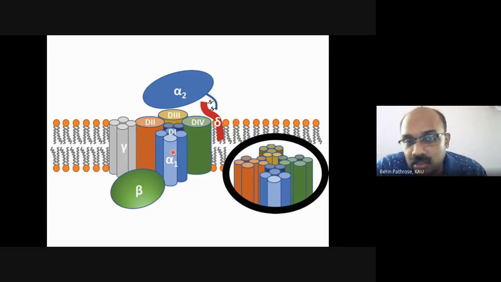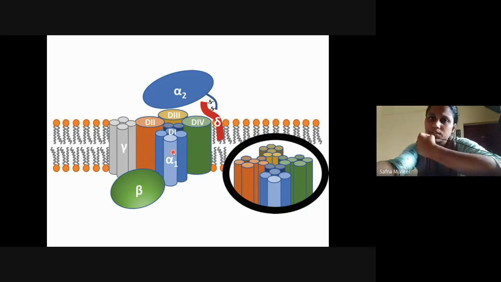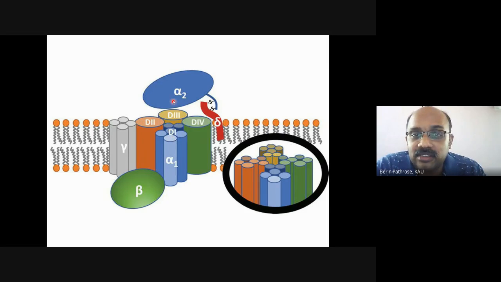Sir, the 4 domains... This blue one is alpha 2, and this one is alpha 1. In alpha 1 we have D1, you can see domain 1, we have domain 2, domain 3, and domain 4, and you can see the transmembrane segments 1, 2, 3, 4, 5. Here the sixth one is not seen, but if you see it over here, 1, 2, 3, 4, 5, 6, 1, 2, 3, 4, 5, 6. So that's how this portion is enlarged over here. Understood?